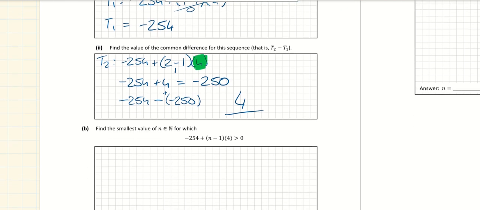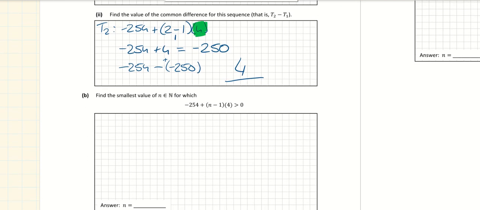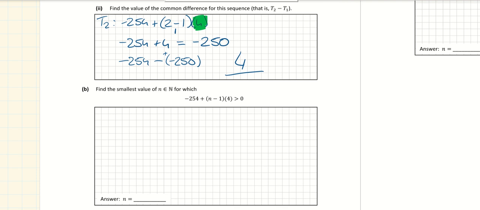Okay, moving on down now to the last part, part B. Find the smallest value of n for which this is greater than 0. So let's multiply out our brackets here. Minus 254 will stay as it is, and n times 4 is 4n, and minus 1 times 4 is minus 4. It's greater than 0, so what you're doing is setting up a linear inequality here. So minus 254 minus 4 will give you minus 258 plus 4n is greater than 0. Now you want to move this minus 258 over to the other side, so we're going to add 258 to each side.